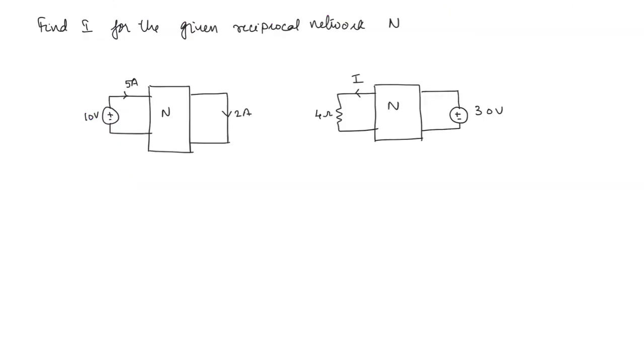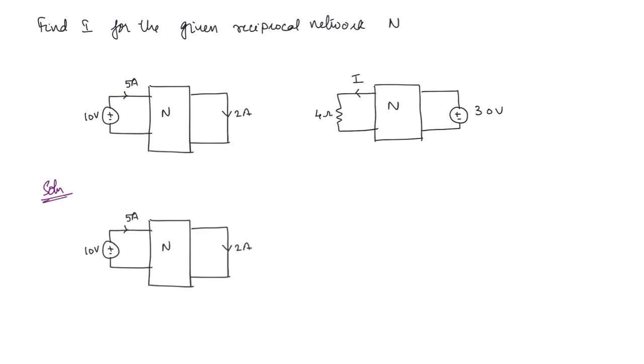Here you have one interesting question. Find I for the given reciprocal network N. So these are the two different conditions that are given for the same network. So you can once again pause and try the problem for yourself, which I would recommend you to do, and then if you see the solution, it will be more clear to you. You will get more practice that way. So we will start with the solution.